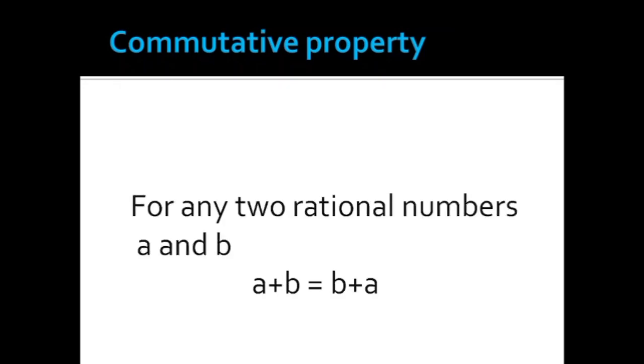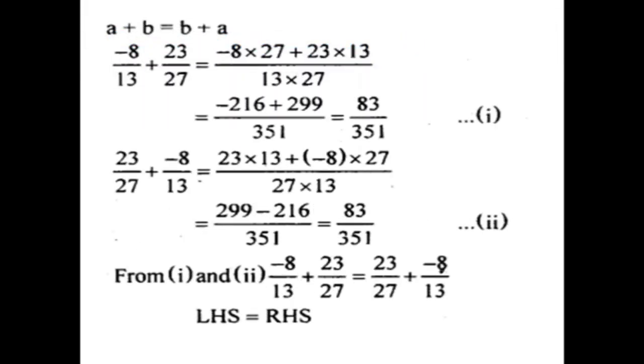The next property which we are going to see is the commutative property, which says that for any two rational numbers a and b, a plus b is equal to b plus a. That means we can change the order of the rational numbers while adding them. We can understand it with an example.